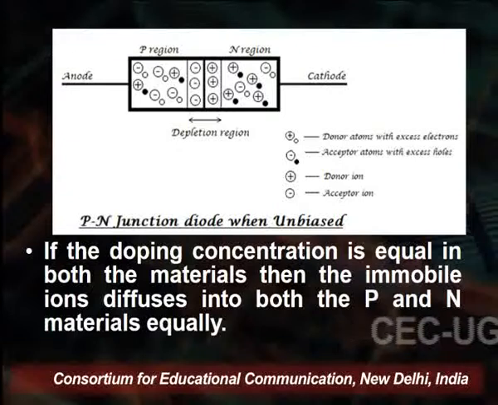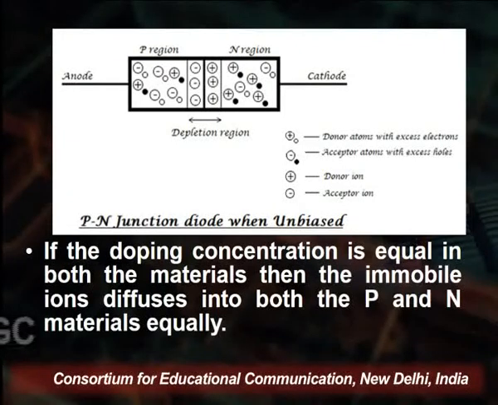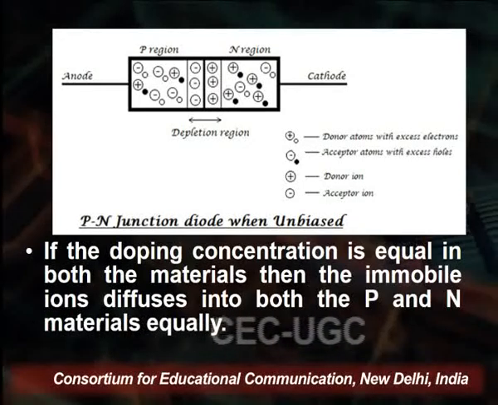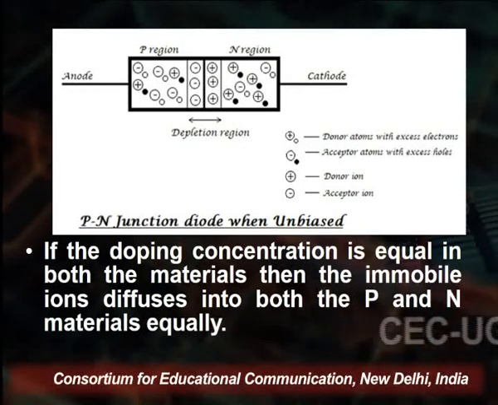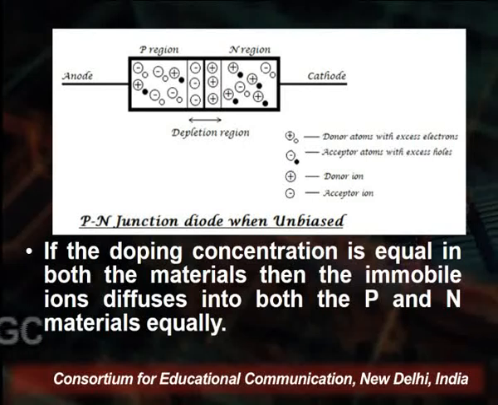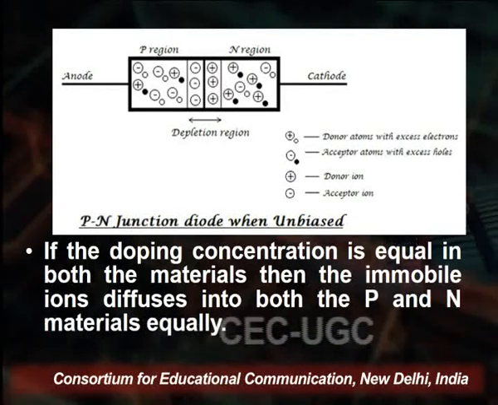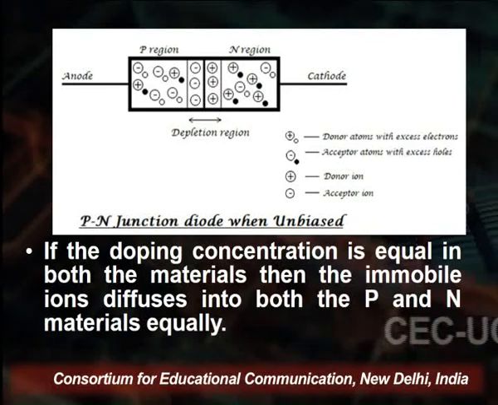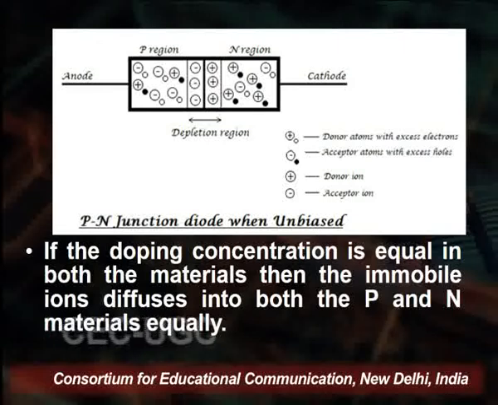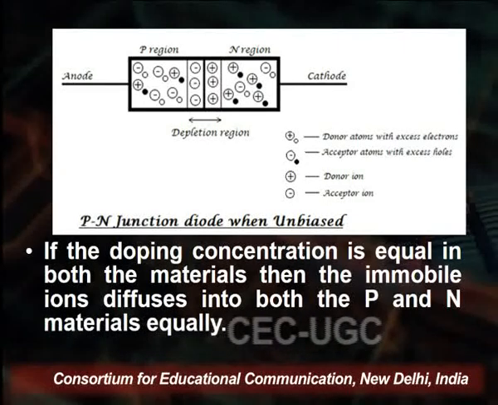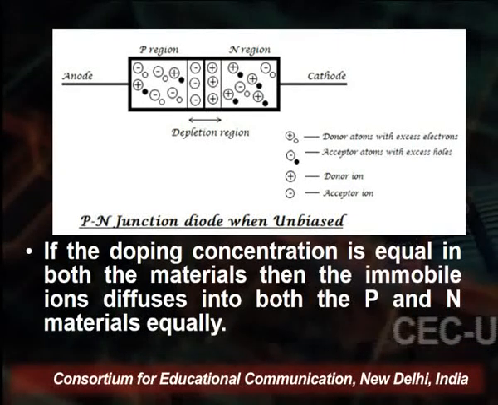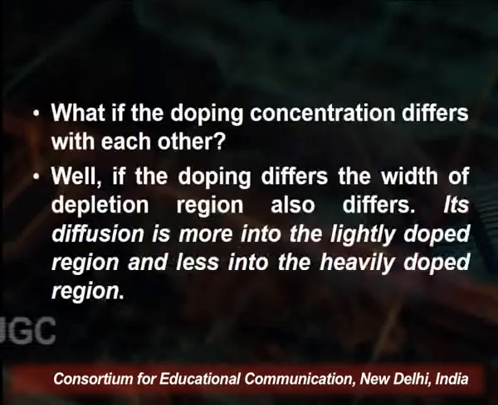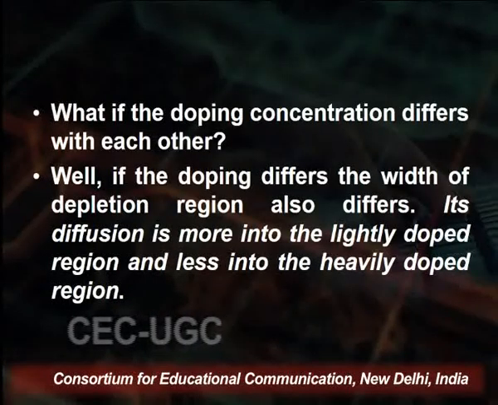Now you see in the diagram that this is the p type and on the right hand side n type, the cathode terminal is attached, the anode terminal is attached, and in between there is a depletion layer. Plus sign for the positive holes and negative sign for the electrons, and this is the p-n junction diode when unbiased, when no potential is applied. If the doping concentration is equal in both the materials, then the immobilized ions diffuse into both the p and n material equally.